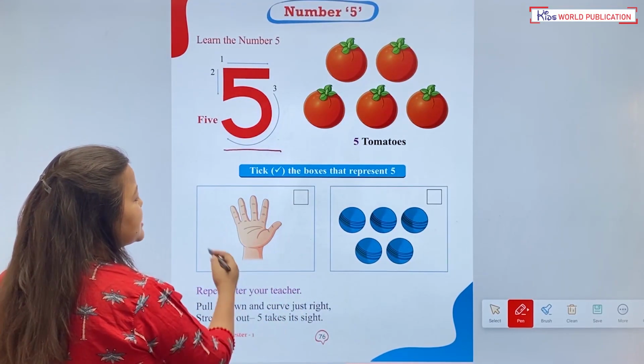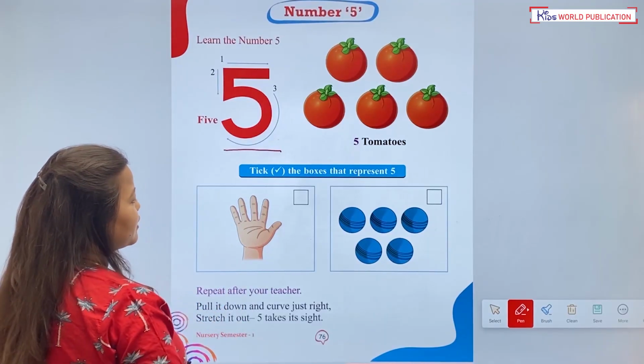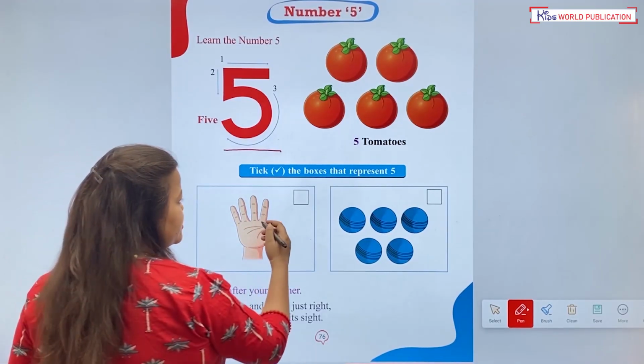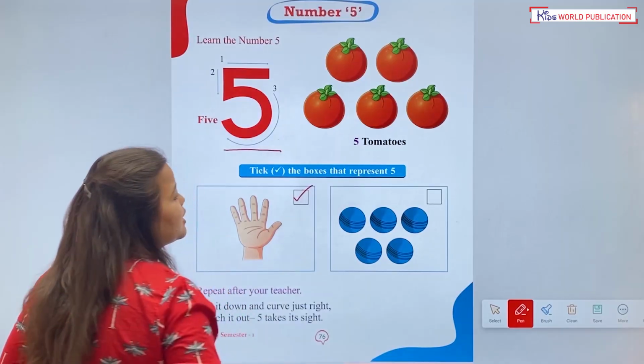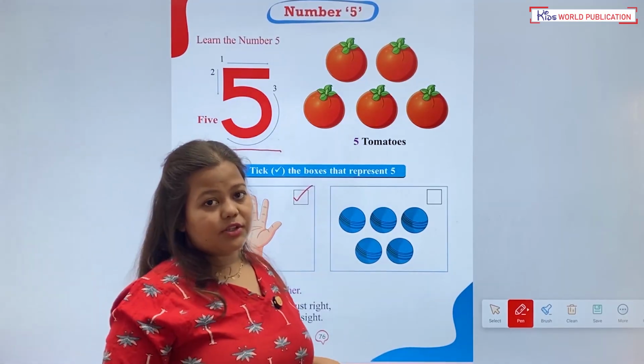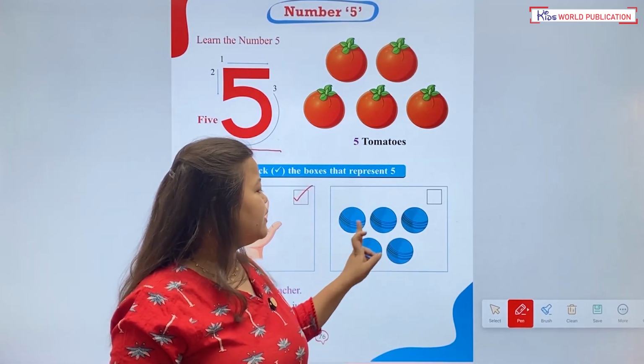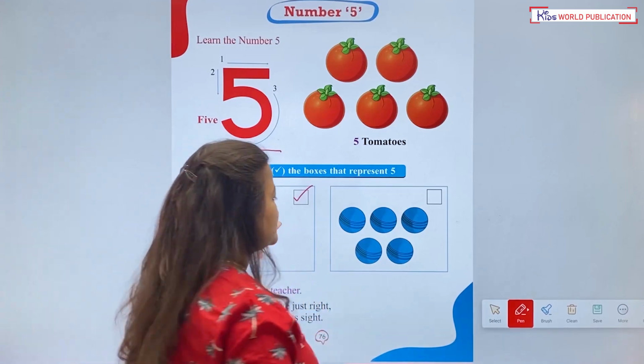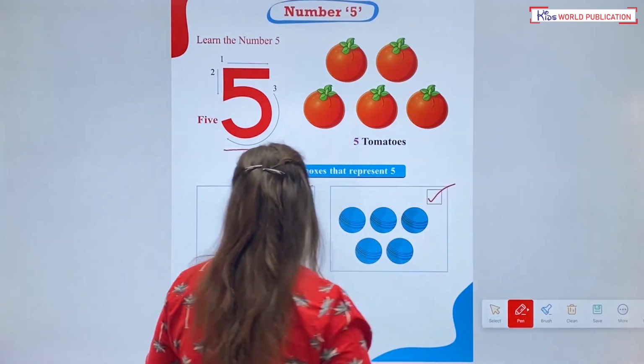How many fingers can you see in the picture? 5. So this is right. How many balls can you see in the picture? 1, 2, 3, 4, 5. There are 5 balls. You will take this picture.